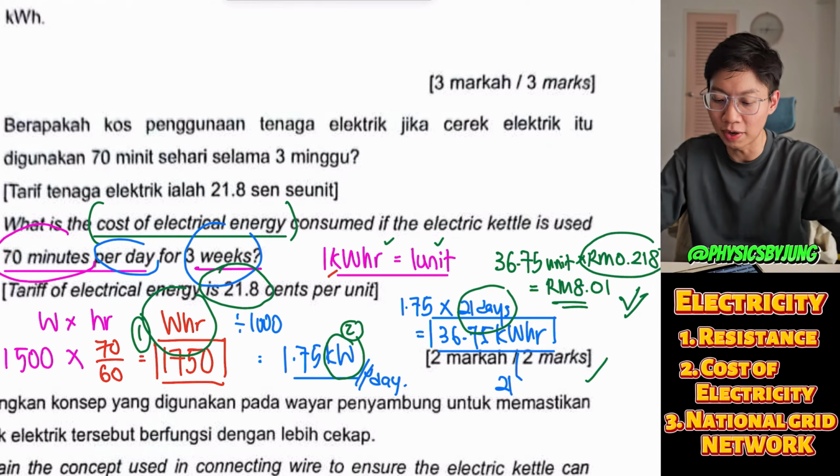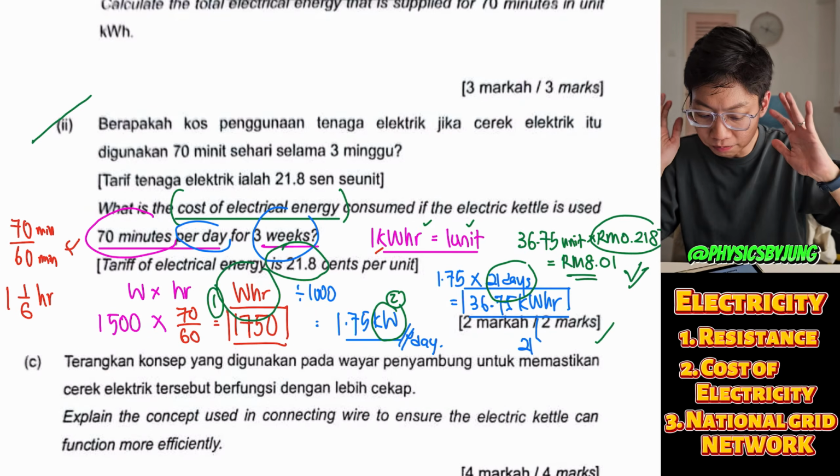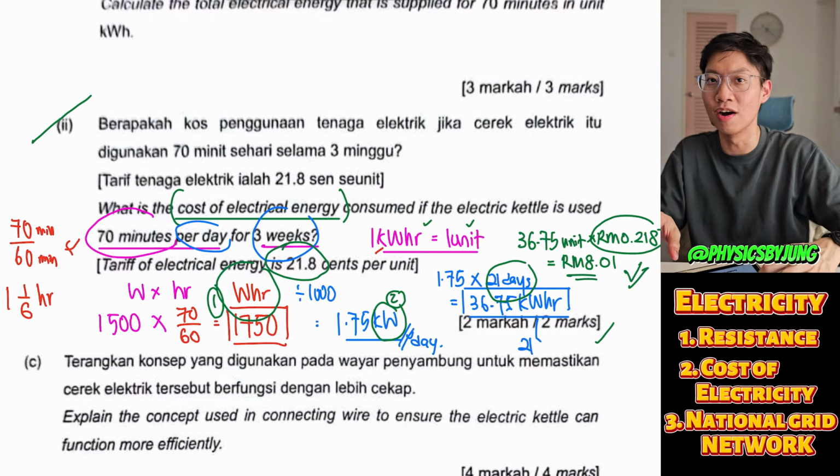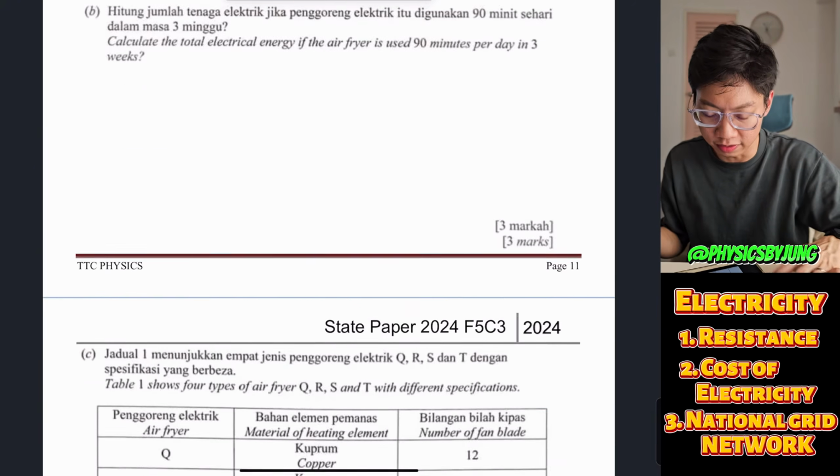Then multiply by the price. Okay, so there's like 4 steps to get the 2 marks. So this is the hot topic now, alright? So okay, let's go back and see our air fryer.